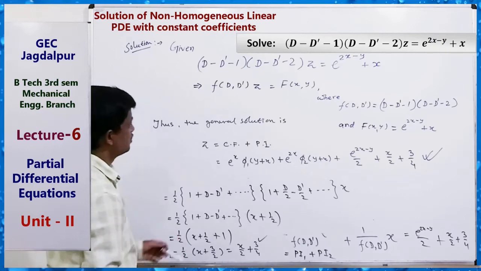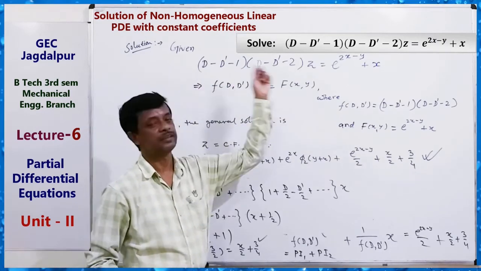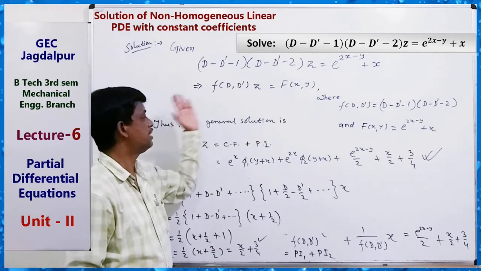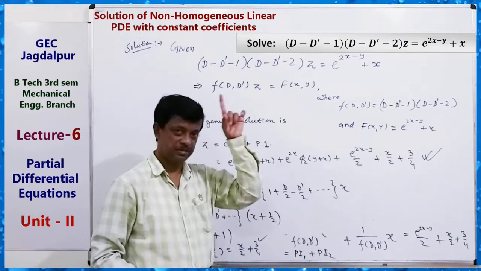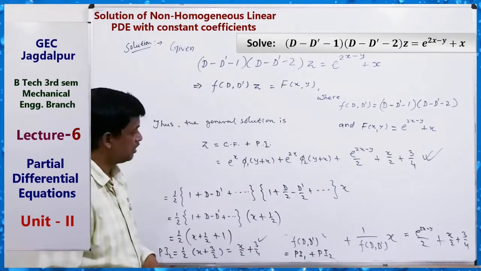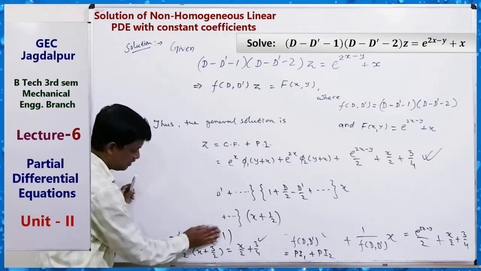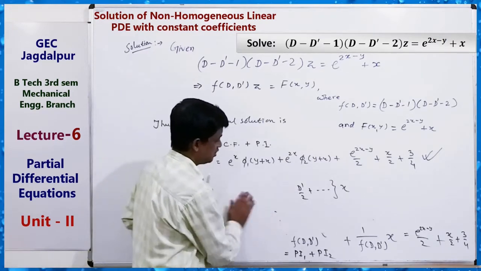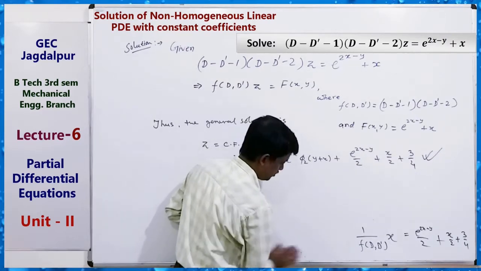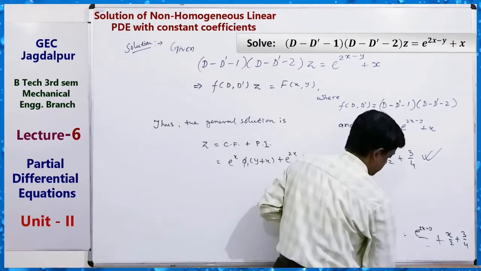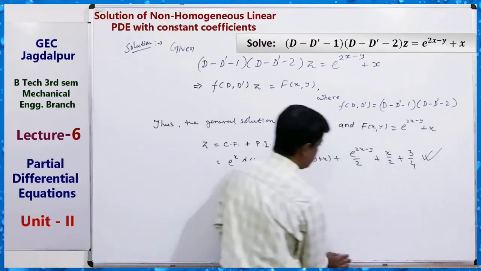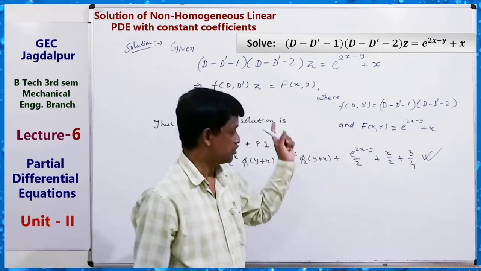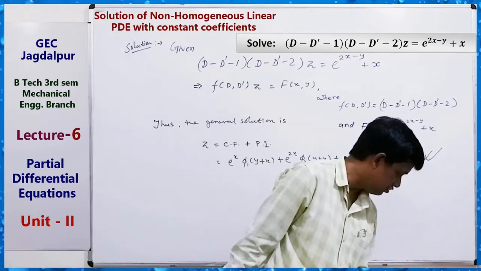Okay, so in these questions they are factorized F(D, D dash). So CF is very easy, you can write it directly by using that formula, and then find PI as per the usual rule, applying whatever may be the situation, you can solve that PI. Okay, so this was the solution of this question.